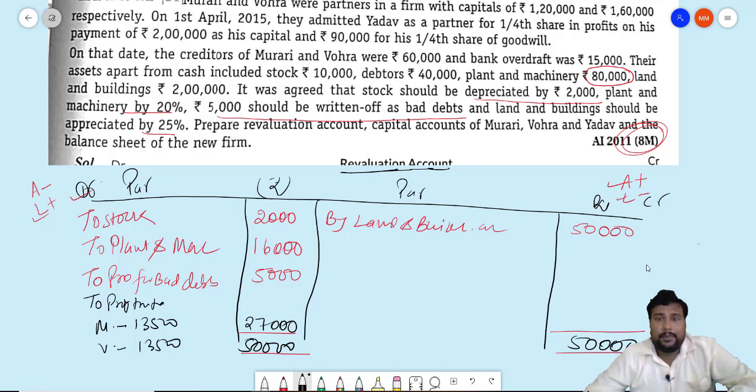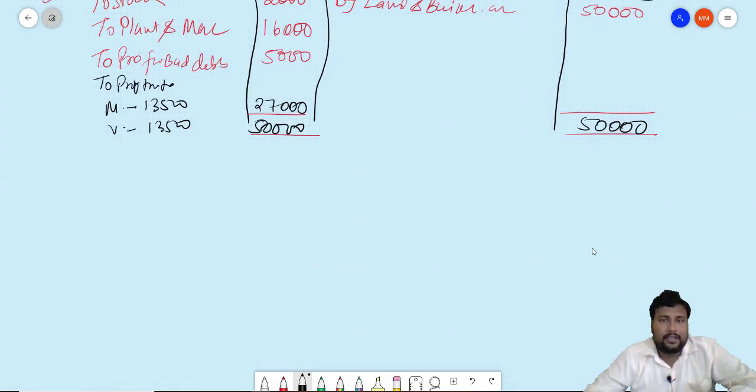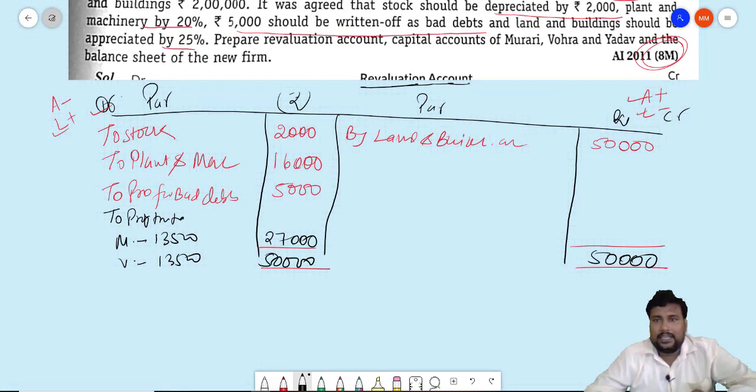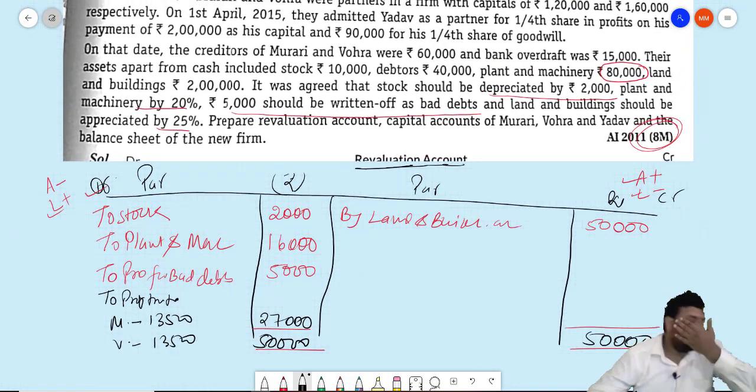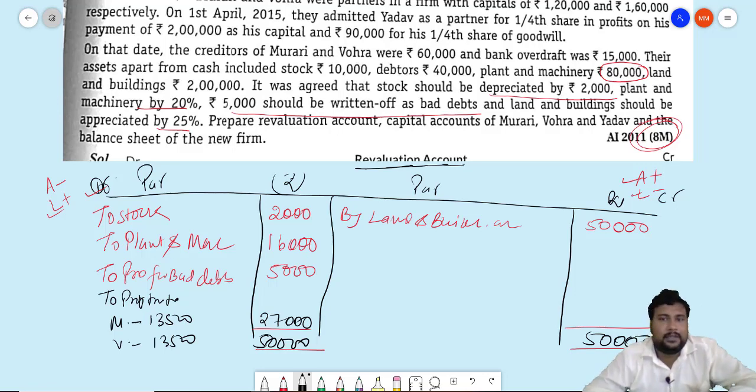Now after that we will prepare the partners' capital account. If this thing is clear to you, tell me, because I will erase this and prepare the partners' capital account. If any particular problem is there, tell me in the comment box, I will give the answer. Take 2 minutes, go and watch this, and tell me in the comment section.